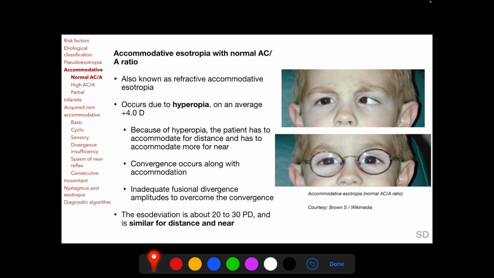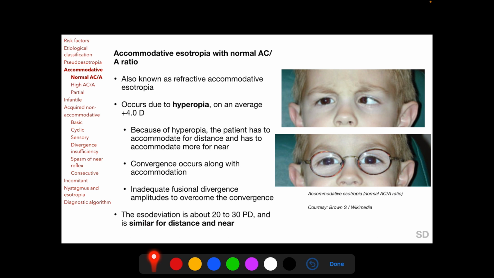As part of the near triad, convergence occurs along with this accommodation, and the patient has inadequate fusional divergence amplitudes to overcome this convergence. The magnitude of esodeviation in refractive accommodative esotropia is usually between 20 to 30 prism diopters and is similar for near fixation and distance fixation.